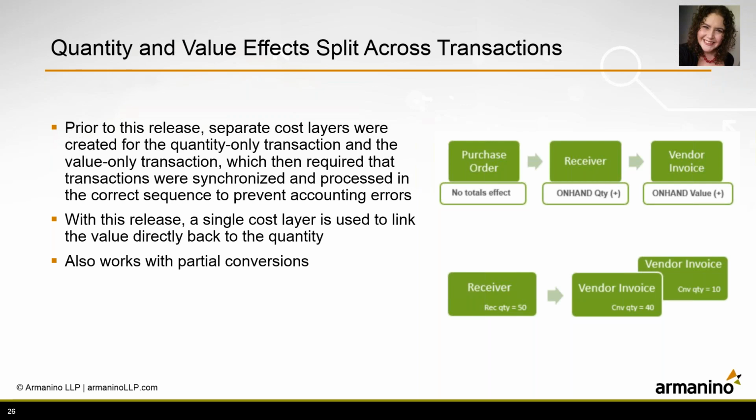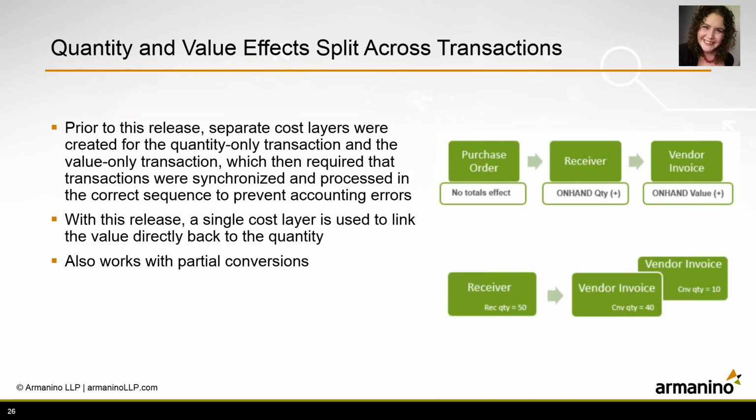This also works with partial conversions. So if your receiver receives a quantity of 50, you can convert that as many times as you need to get that value. So it does also work with the partial conversions. So the next steps, if you have any workflows that have quantity and value transactions separated, is to review your setup and use the workflows that properly reflect your processes, as well as GAAP.